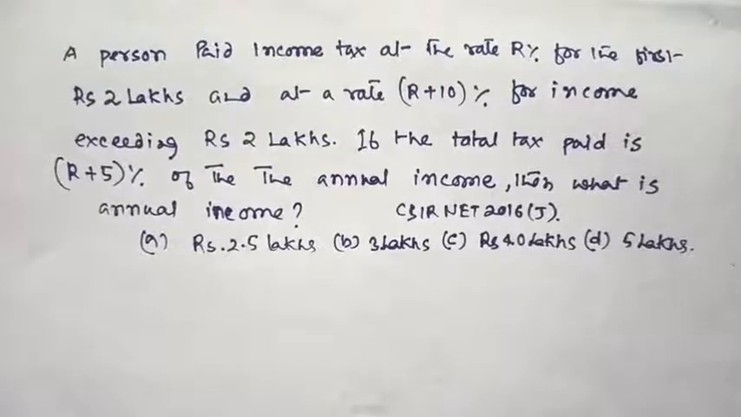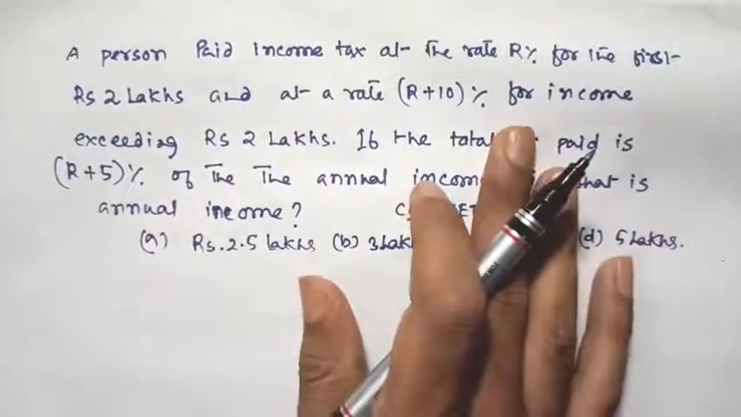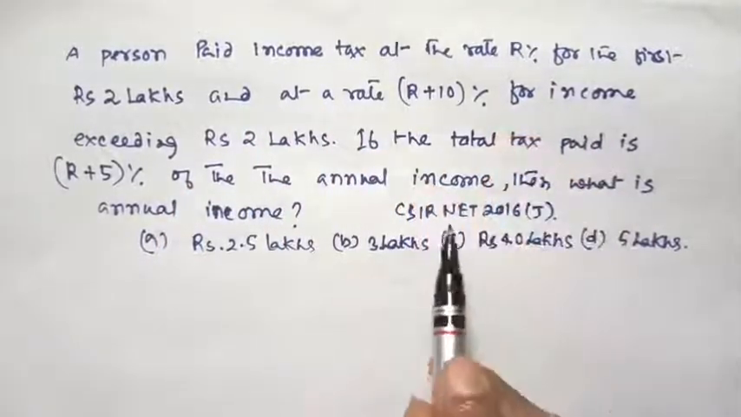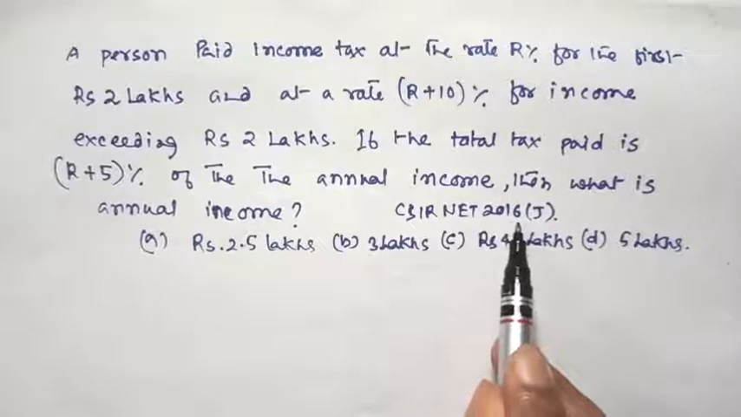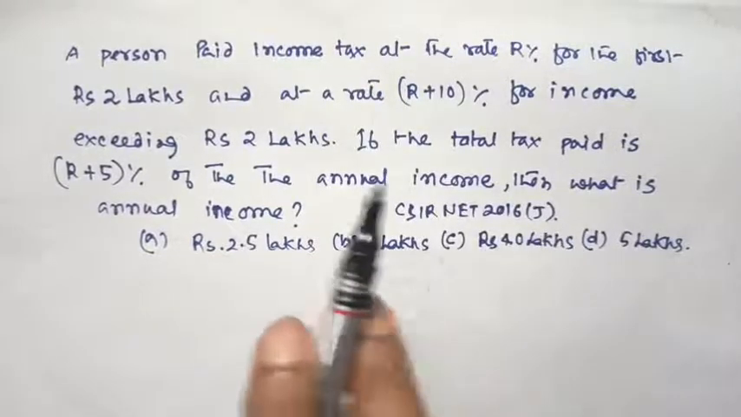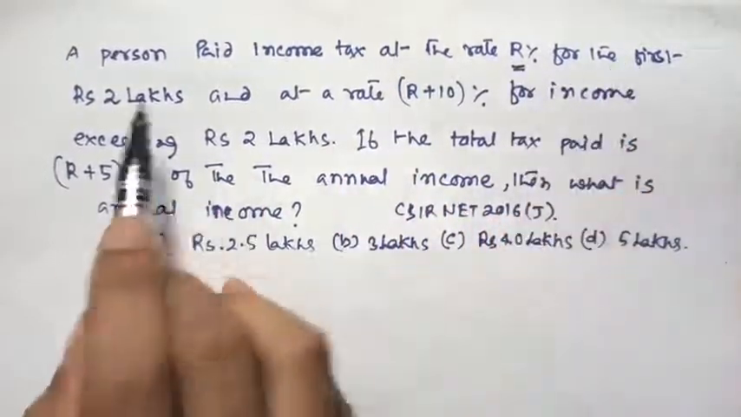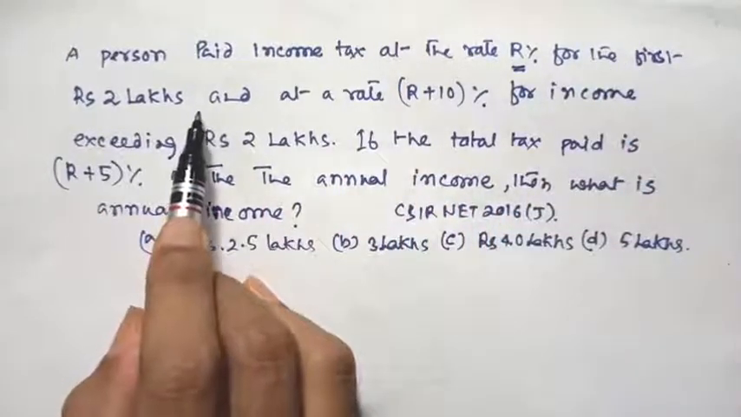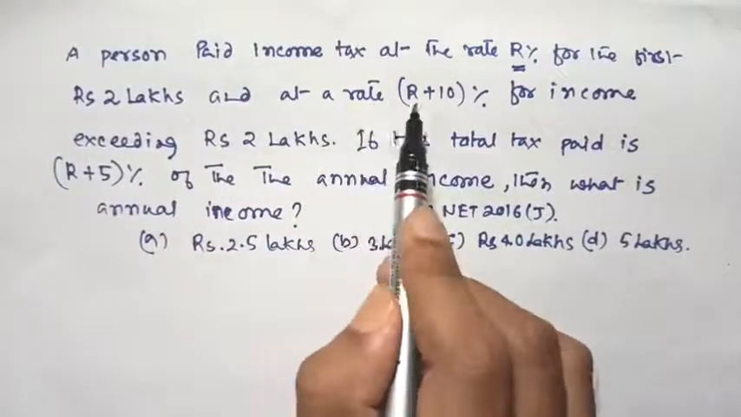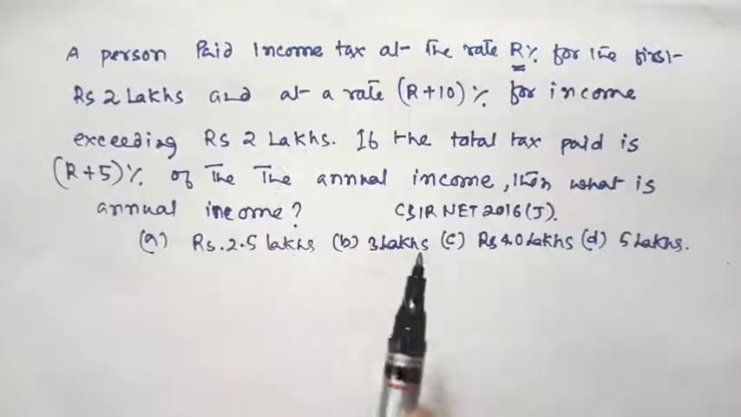So this is a question from both percentage and profit and loss. It is generally an income tax problem, and this question was asked in CSIR NET 2016 in June, chemical science. In the question, it is given that a person is paying income tax at a rate of R% for the first 2 lakhs, and then at a rate of R plus 10% for the income exceeding 2 lakhs.